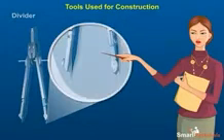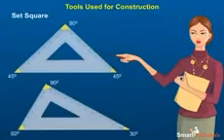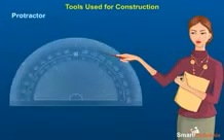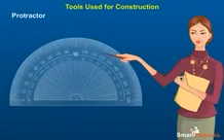4. Set square. It is a right-angled triangle that is used to draw lines that are perpendicular. 5. Protractor. It is a semicircular instrument that has marking along the circular ends. It is used to measure and draw angles.